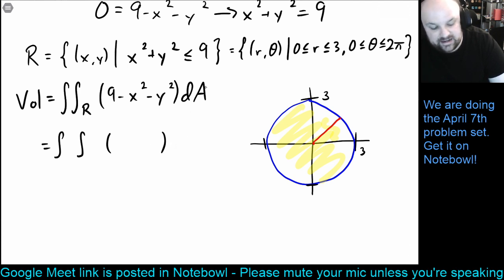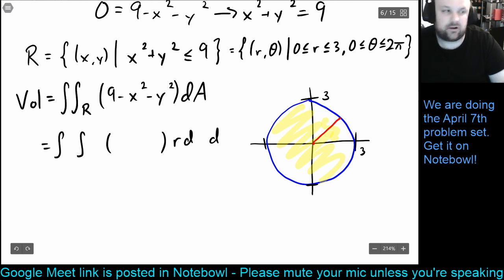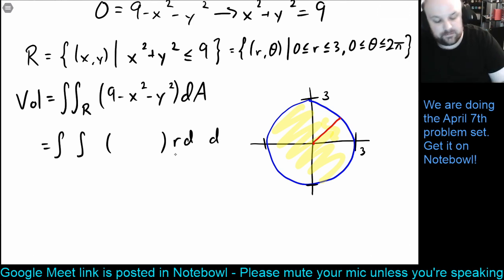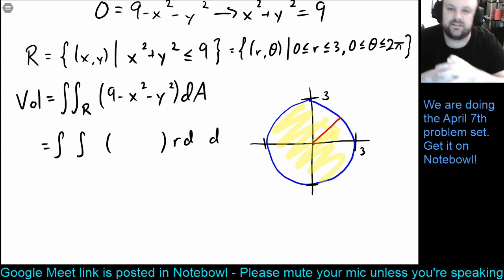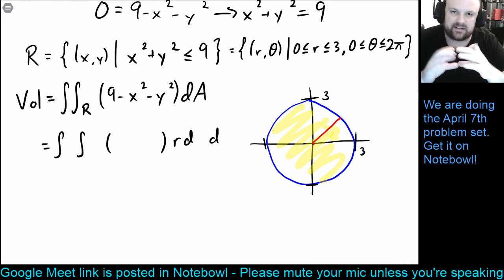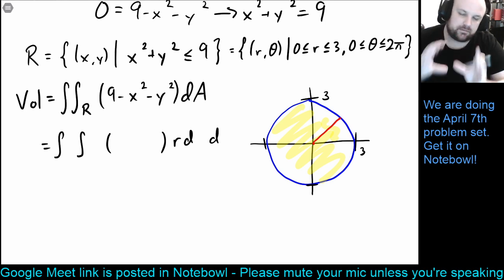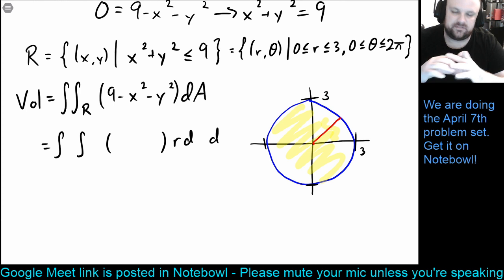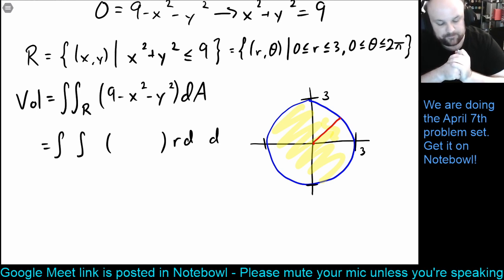Remember dA turns into r, and then you have your choice of dr d theta or d theta dr. But don't forget about this r right here. That just has to do with how the area of a rectangle deforms when you go to polar coordinates. When you turn it into this kind of sector thing, it multiplies by a factor of r. Okay, so we have to swap all this stuff to polar now.